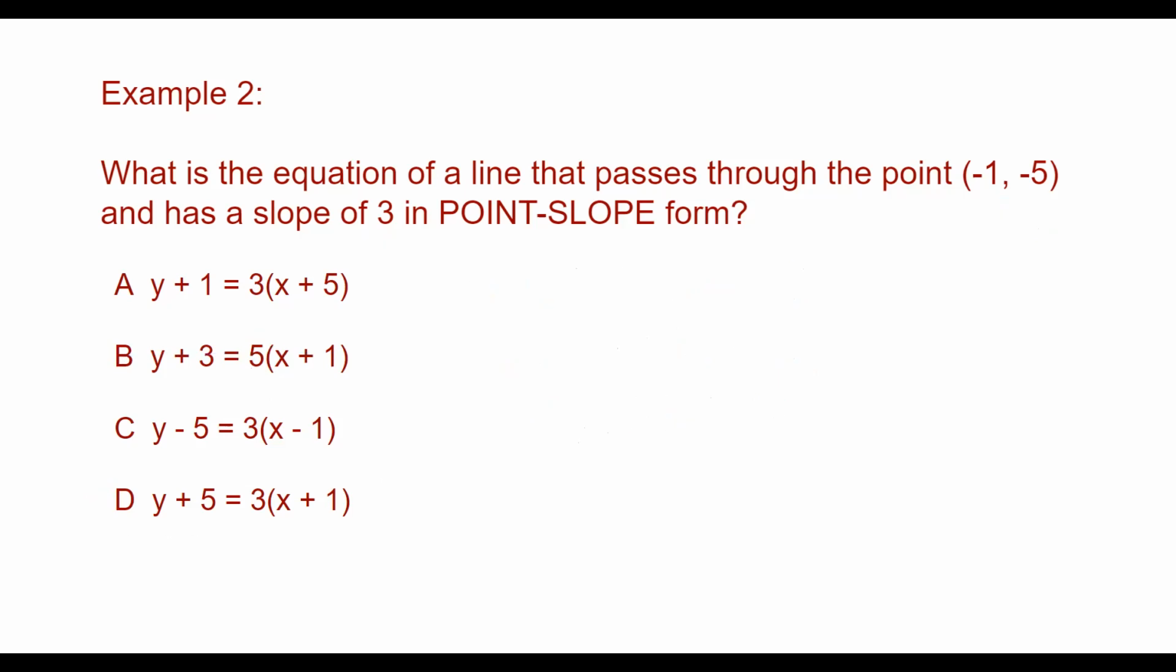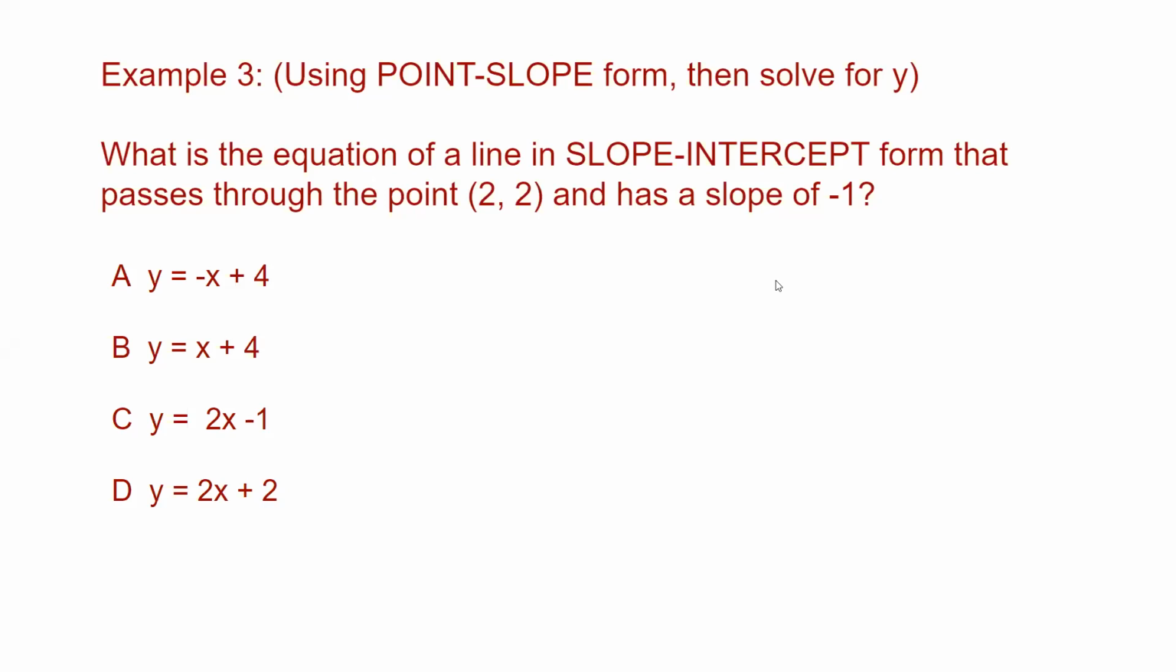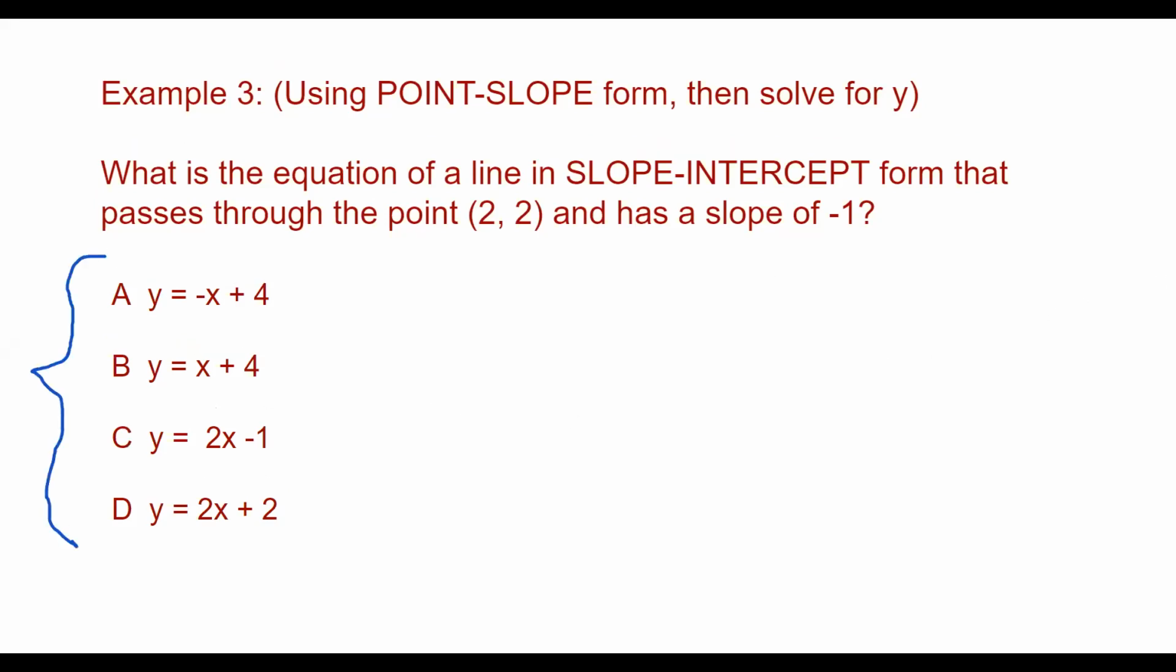Okay, let's take a look at one more problem. In this case, we're going to do something different, though. We are going to use the point-slope form and then solve for y. The reason for doing that is that this is a quick way for us to find the slope-intercept form of the line, but we're going to start out with the point-slope form. Notice that these are all in the y equals mx plus b format. So we're going to start out with the point-slope form, and then we're going to go from there and solve for y.